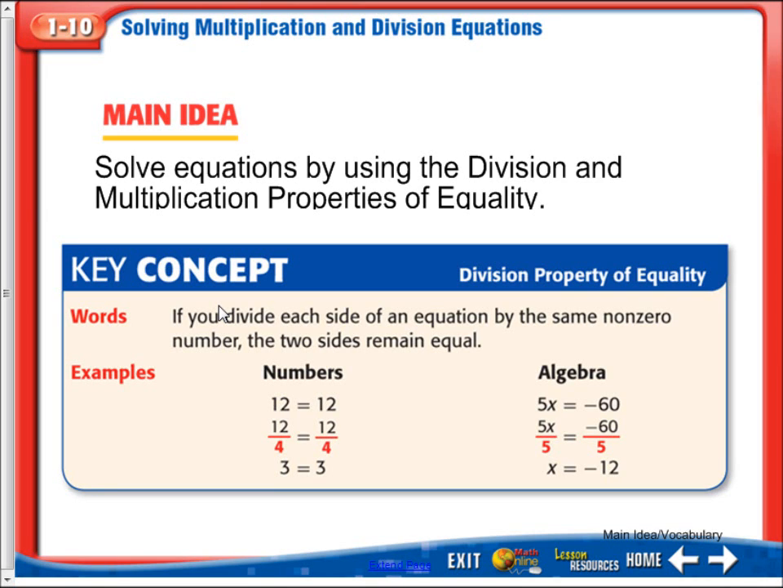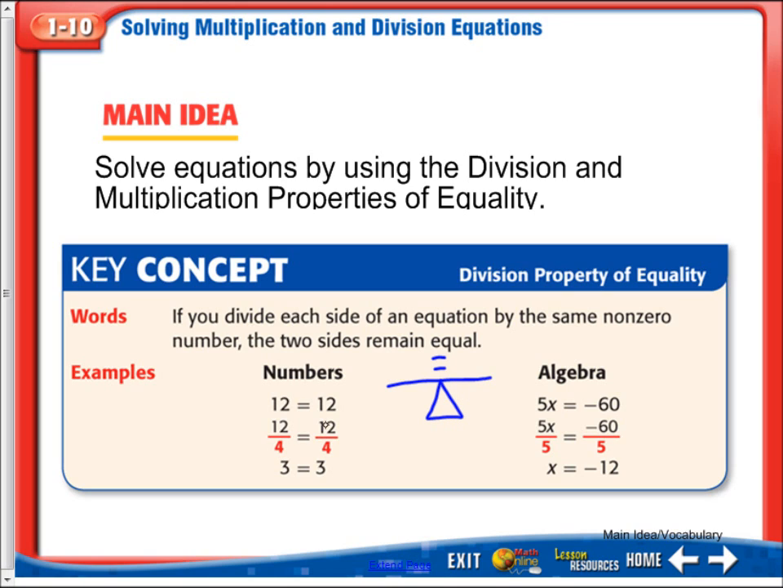In lesson 1-10, we're going to solve equations using the division and multiplication properties of equality. Like addition and subtraction, multiplication and division are inverse operations of each other. If we take a look at the properties of equality, if we have 12 equals 12, thinking back to our teeter-totter, we want to keep that flat and level and equal.